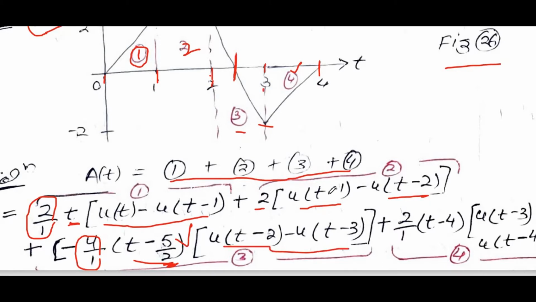Then for this fourth part, sign will be positive, slope is 2, this line is passing from 4, so t minus 4, u of t minus 3 minus u of t minus 4. I think this part is clear to all of you. So this is the expression for synthesis of figure 26.